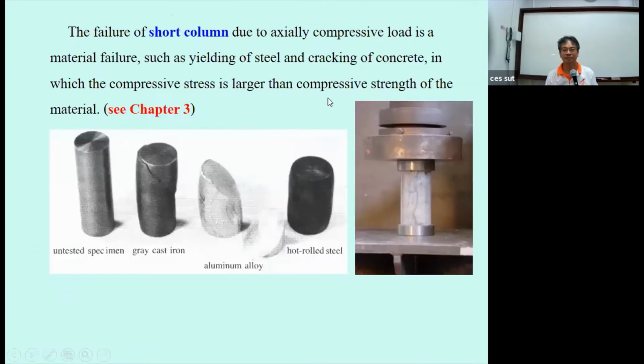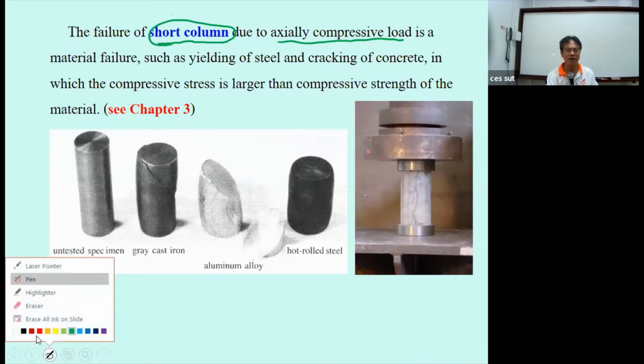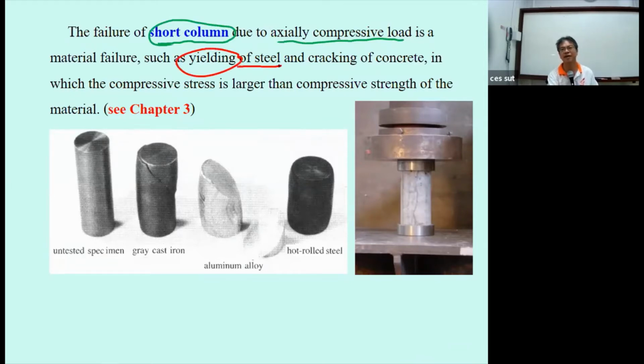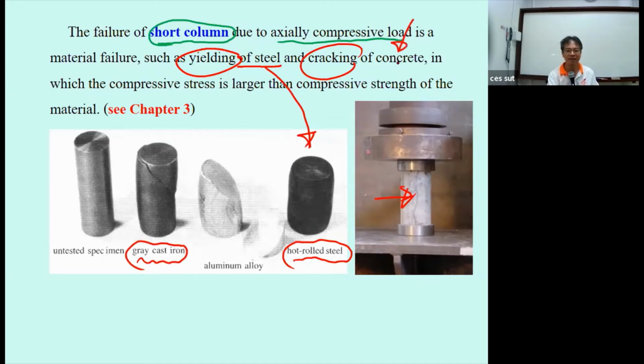Then I separate the column into the long column and the short column. For the short column under axial compressive loading, the failure is due to yielding if it is steel, or cracking if it is concrete. It depends on the material. If you consider a ductile steel, you can see the failure is a kind of yielding. However, for brittle materials such as concrete or cast iron, cracks occur.